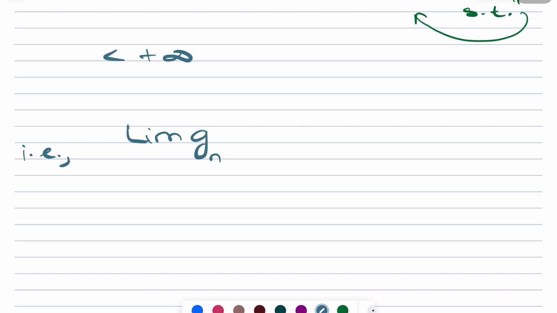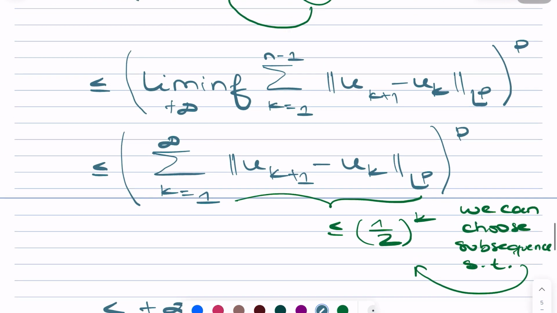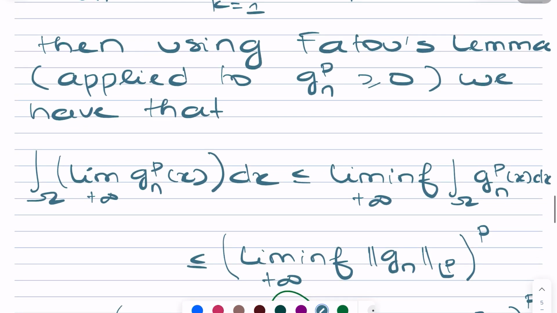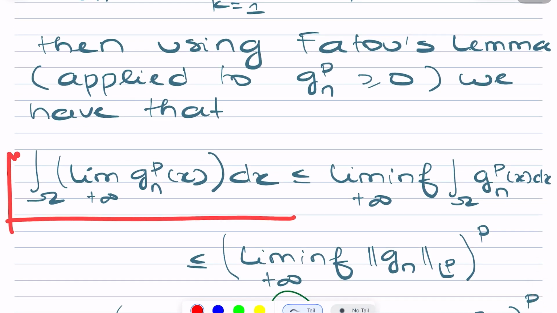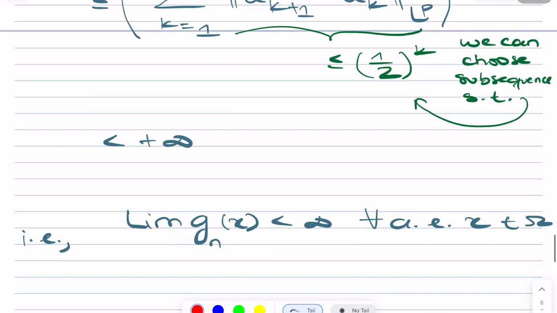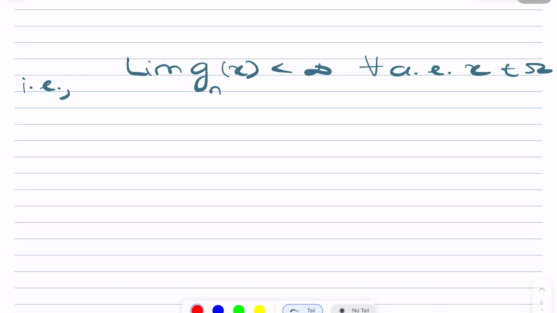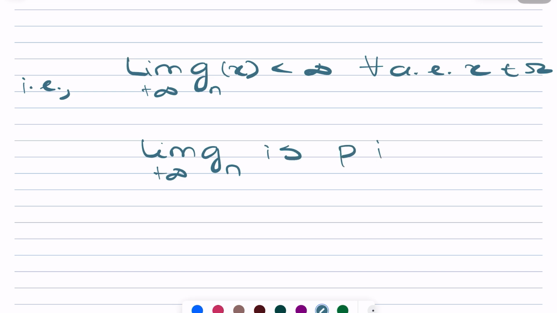is finite for almost every x in omega, because remember we upper bounded this integral here. So we saw that this is finite, so the limit is finite for almost every x in omega, of course as n goes to plus infinity, and we also proved that the limit of dn is p integrable.